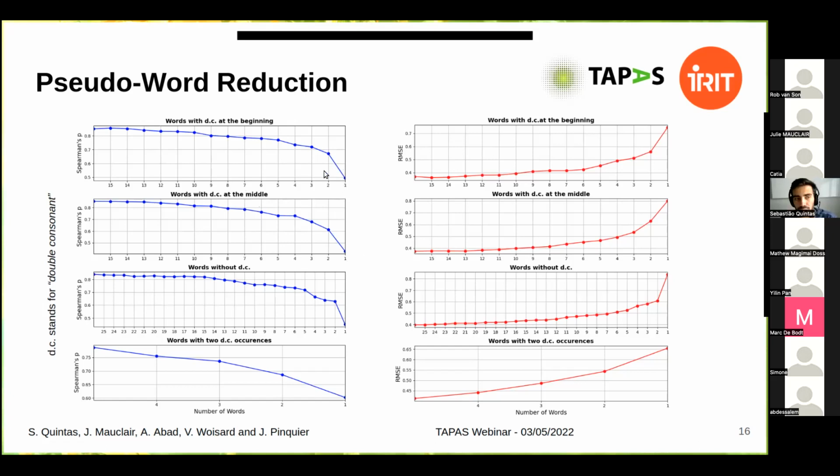However, what is quite interesting to see is that if we use only a single word to predict speech intelligibility for a given speaker, if we use the words that have double consonant at the beginning and at the middle, or even the words without double consonant, we have a base correlation between 40 and 50%. However, if we pick one word that has the 2 occurrences of double consonants, we start already with, in this case, given the random sampling, a base correlation of 60%. And this aspect showcases that these words are indeed better indicators of speech intelligibility.